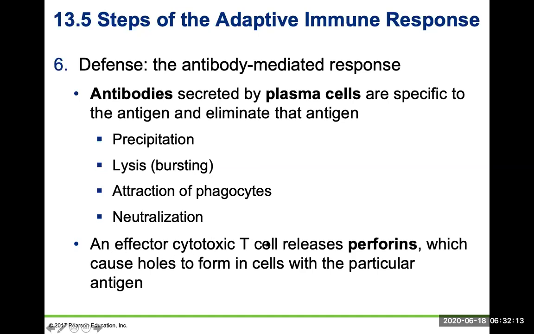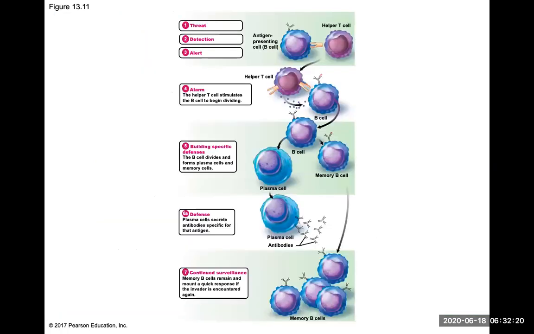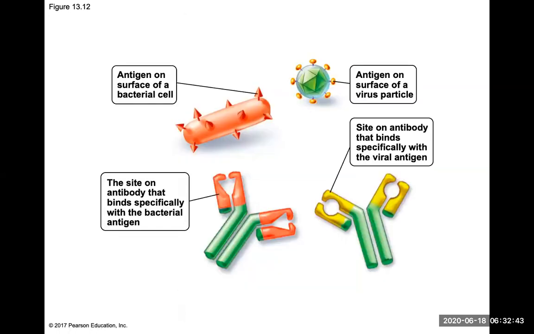An effector cytotoxic T cell releases perforins, which cause holes to form in cells with that particular antigen. So here's the threat, detection, alert, alarm, building specific defenses, defense, and then continuous surveillance due to the antibodies that are now circulating in the plasma. They will be involved with the memory B cells, which will be able to then remember anything that's foreign.